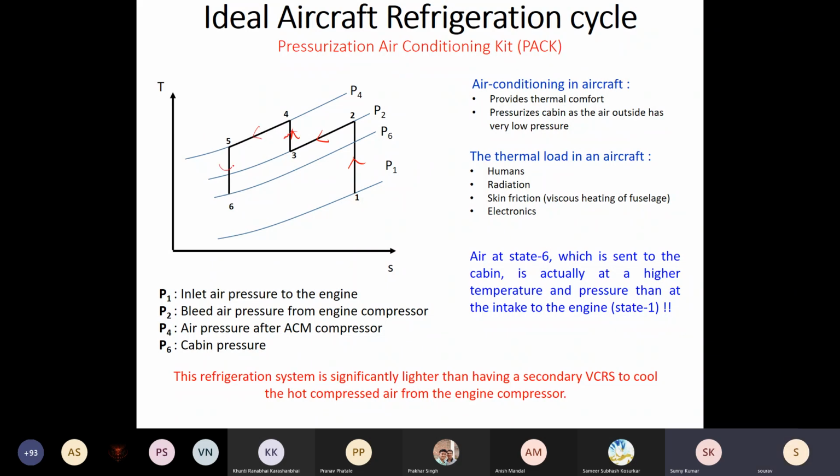So right from the air which enters this engine, this is part of the engine itself. So this compression is part of the engine. From here onwards, it is happening in the pack, this portion. We cool, compress, again cool, and then expand. Your P6 is your cabin pressure.